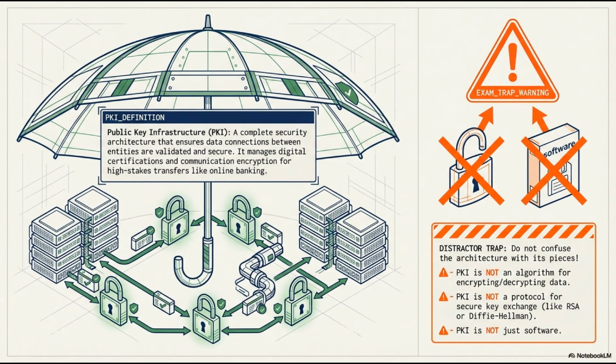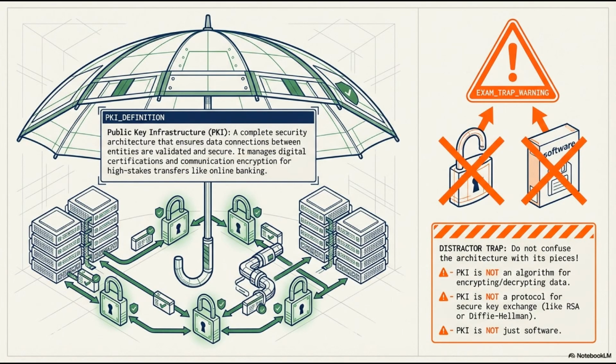Yeah, and another trap on this slide warns us not to confuse PKI with a protocol for secure key exchange, like RSA or Diffie-Hellman. Yeah, that's a big one. If I'm setting up a network, I might think, well, I'm using RSA, so I have PKI, but that's like saying I have a steering wheel, so I have a car. That is a perfect analogy, yeah. Those protocols are just tools operating under the PKI umbrella. Another really common distractor is calling PKI simply software. Right, because there's hardware involved too. Exactly. Software manages the system, sure, but PKI is the overarching framework of policies, hardware, software, and the operational procedures. It's the whole package. It is.